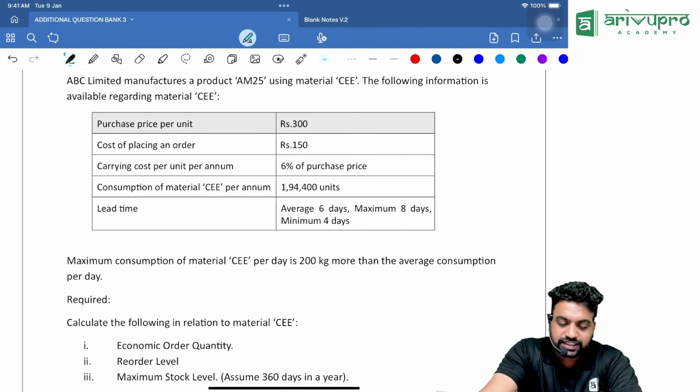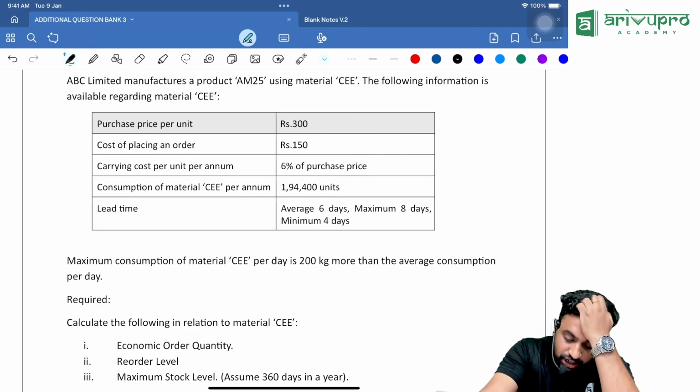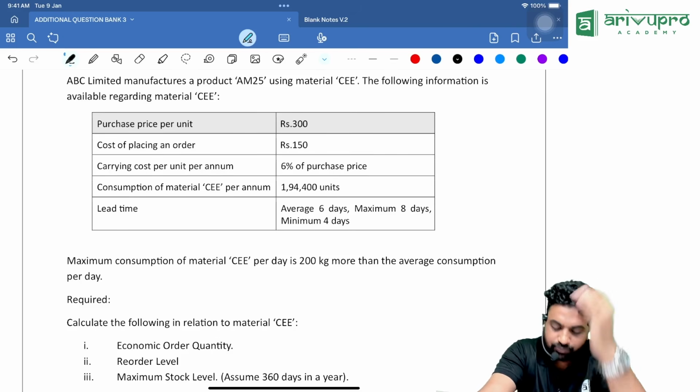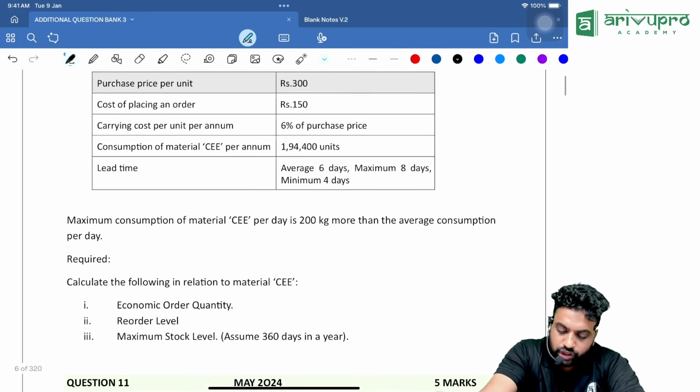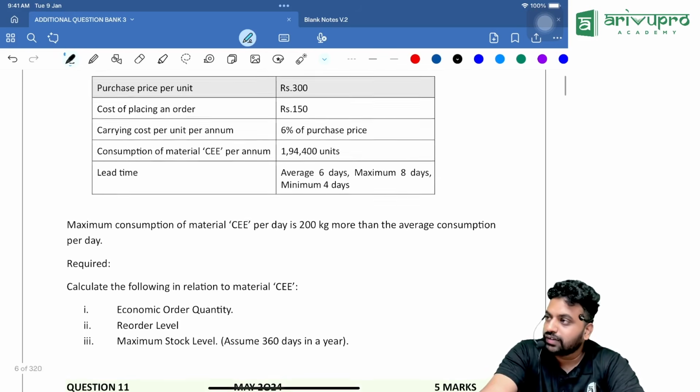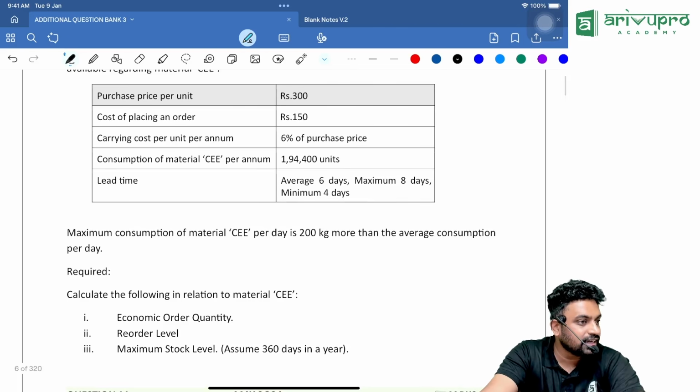ABC Limited manufactures the product AM25 using a material CEE. The following information is available. Purchase price is 300. Cost of placing an order is 150. Carrying cost per unit per annum is 6% of purchase price. Consumption of material they have given. Lead time also they have given. Maximum consumption of material CEE per day is 200 kg more than the average consumption per day. They are asking you EOQ, ROL, maximum stock level, assuming 360 days in a year.